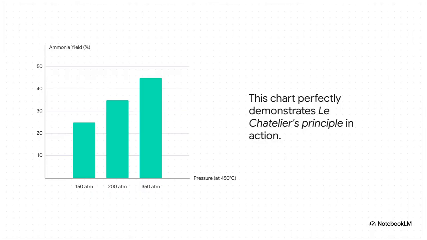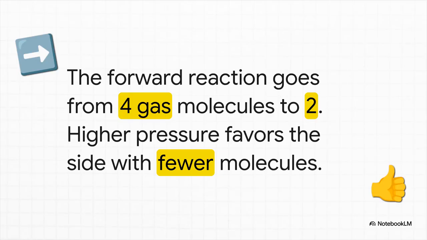And check this out. This chart shows Le Chatelier's principle in beautiful practical action. As engineers crank up the pressure inside the reaction vessel from 150 atmospheres all the way up to 350, look what happens to the amount of ammonia you get out. The yield just keeps climbing. And the reason why is sitting right there in the equation. Just count the gas molecules.